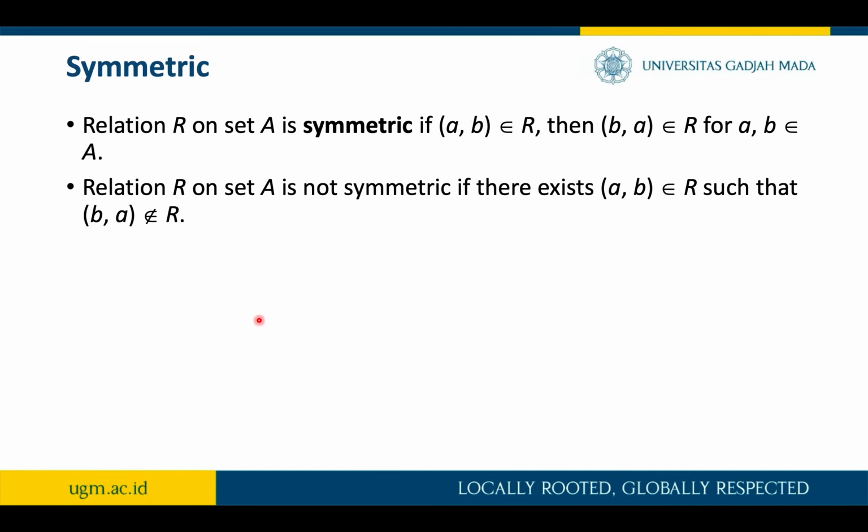The next property is symmetric. A relation R on set A is symmetric if (a, b) is an element of R, then (b, a) is also an element of R, for a, b elements of set A. So if (a, b) is an element of R, then (b, a) should also be an element of R. R on set A is not symmetric if there exists (a, b) an element of R such that (b, a) is not an element of R.